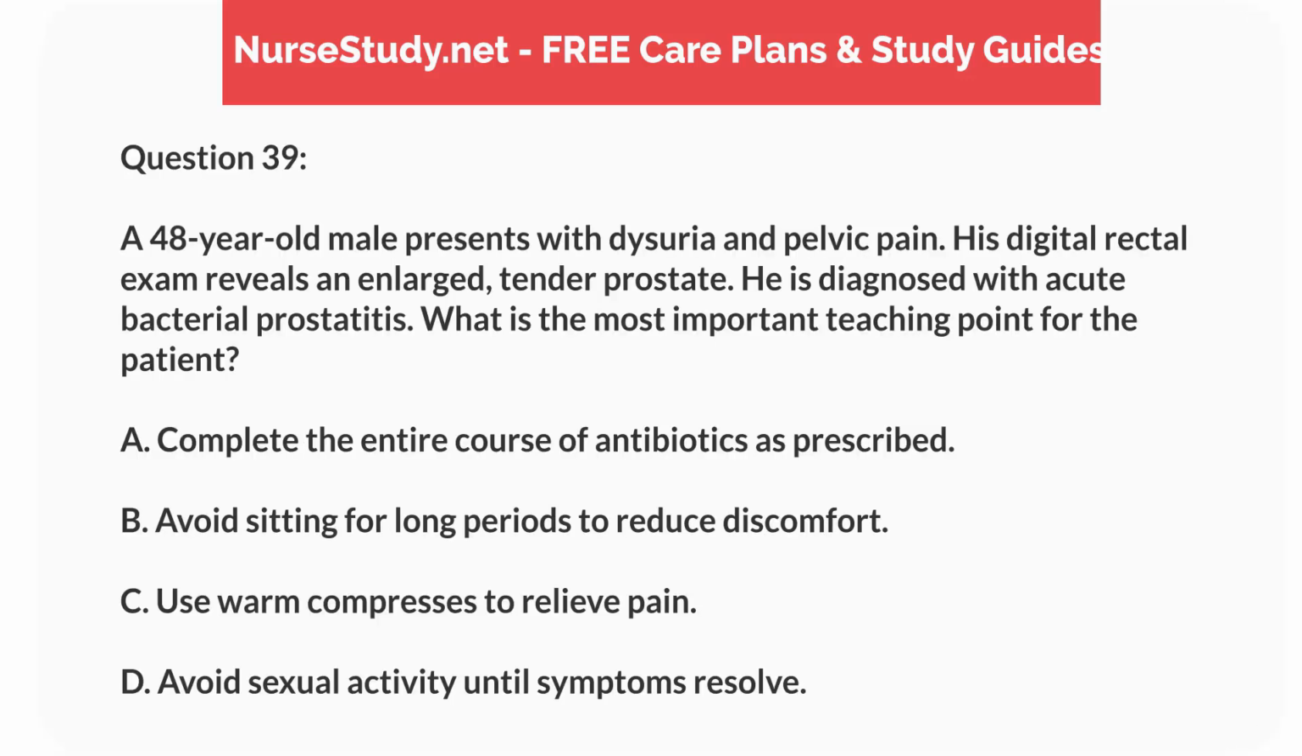Question 39. A 48-year-old male presents with dysuria and pelvic pain. His digital rectal exam reveals an enlarged, tender prostate. He is diagnosed with acute bacterial prostatitis. What is the most important teaching point for the patient? A. Complete the entire course of antibiotics as prescribed. B. Avoid sitting for long periods to reduce discomfort. C. Use warm compresses to relieve pain. D. Avoid sexual activity until symptoms resolve.